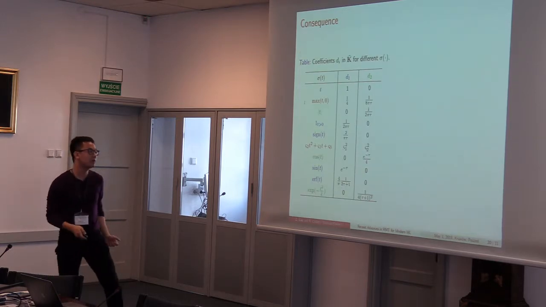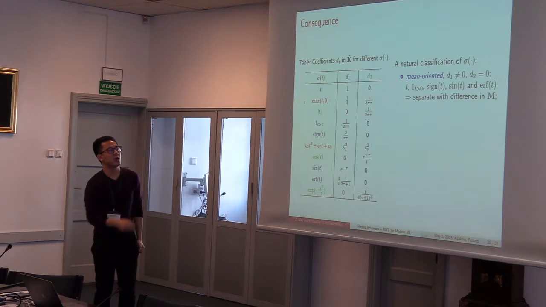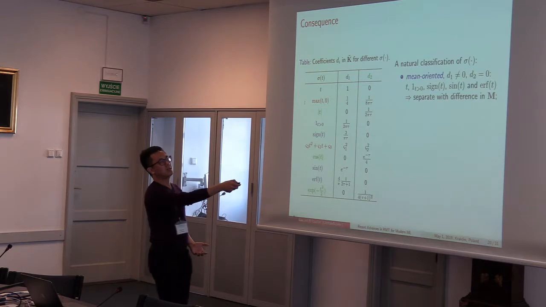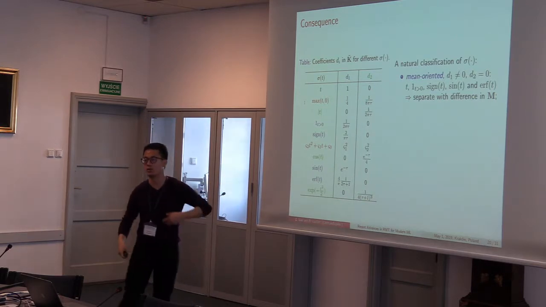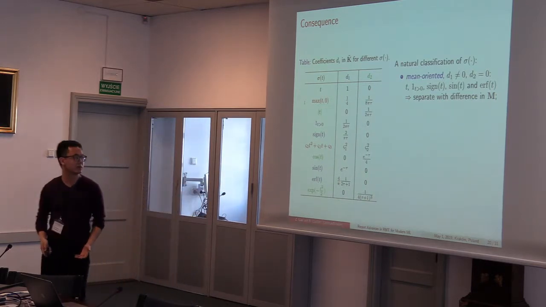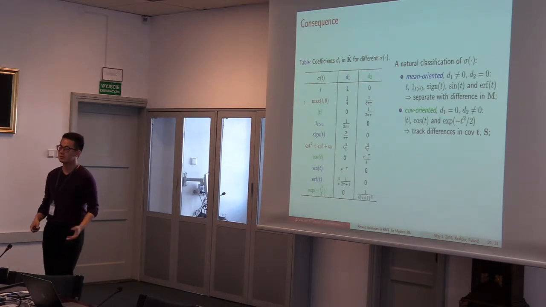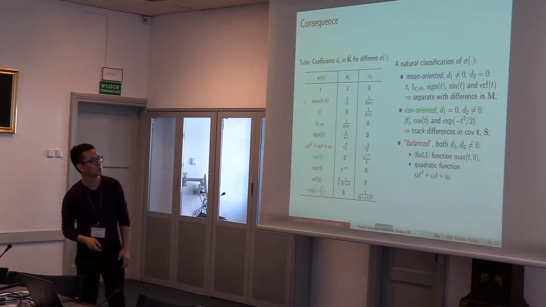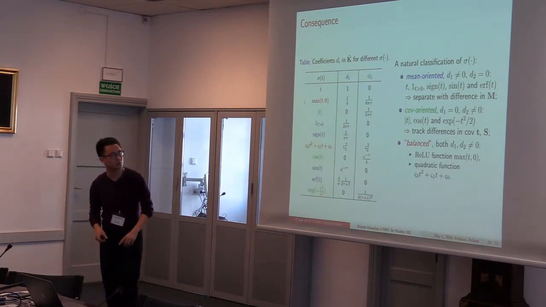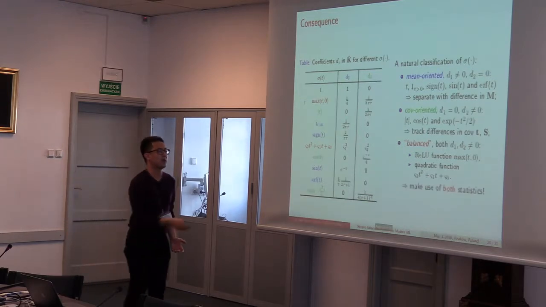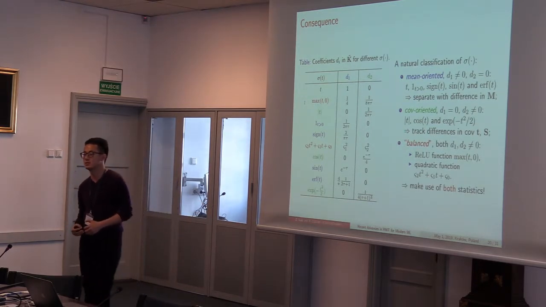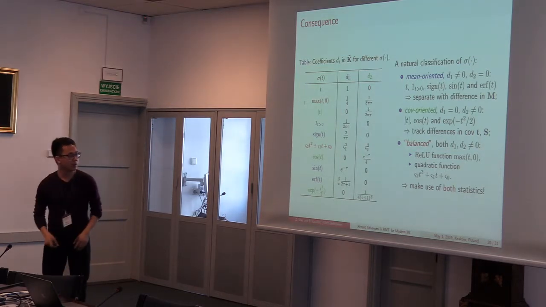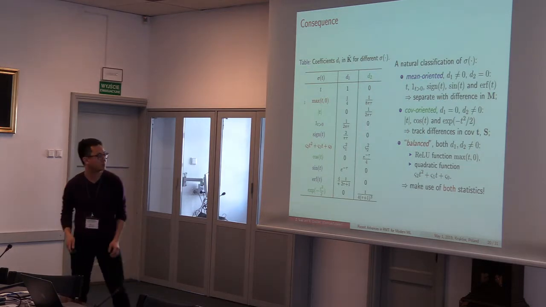I plot again the table here. So we have those so-called mean-oriented, which preserve the information in means, but we have D2 equal to 0 in the sense that we just throw away the information in the covariance. And we have those covariance-oriented, where we throw away the means, but we enhance the covariance. And we have also the so-called balanced, with D1 and D2 different from 0, in the sense that we make use of both statistics. We preserve the means and also the covariance with a different factor, for example.